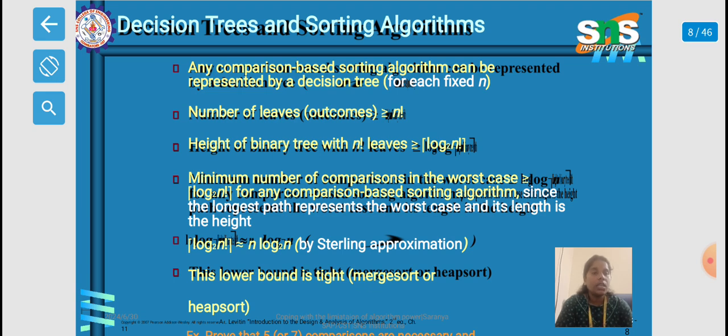in the worst case is log base 2 of n factorial for any comparison-based sorting algorithm, since the longest path represents the worst case and its length is the height. The log base 2 of n factorial belongs to theta of n log base 2 n by the Stirling approximation. This lower bound is tight for merge sort and heap sort.